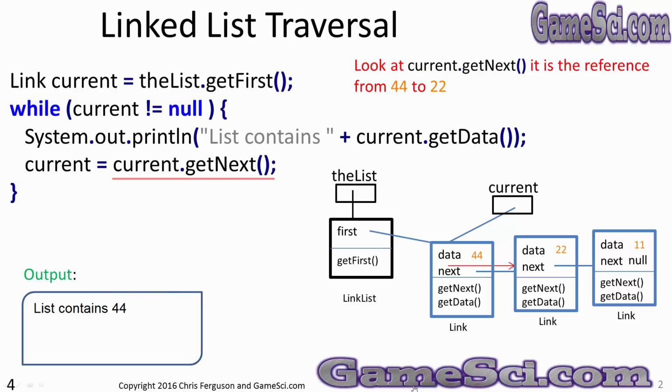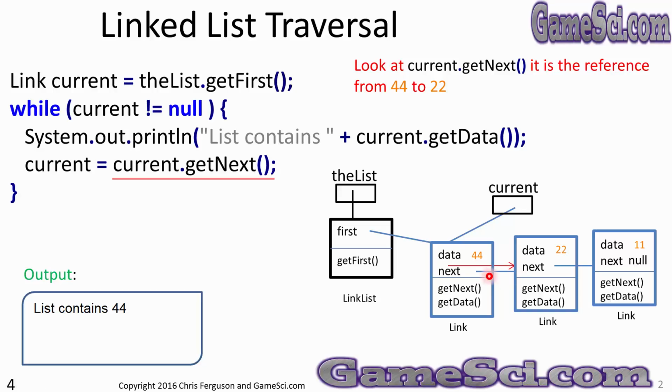Next up is a crucial line. It's so important, I'm going to split this up into two steps. First thing I'm going to do is I'm going to access current.getNext. Look at current.getNext. It is the reference from 44 to 22. If you look at current.next, it's this blue line here. That's why I drew the red arrow here. Current.next is this variable right there that is referencing or pointing to that object right there.